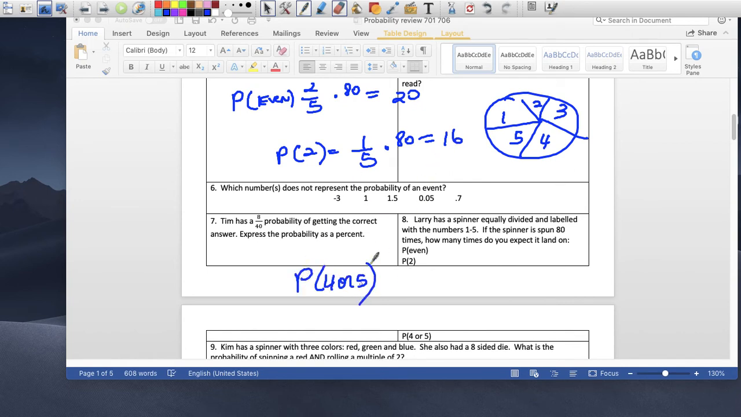probability of 4 or 5. So what's the probability of landing on 4 or 5? It's 2 out of 5, which you notice we already did on top. So 2 out of 5, and if we spin this 80 times, we expect that it lands on 4 or 5 a total combined of 16 times.